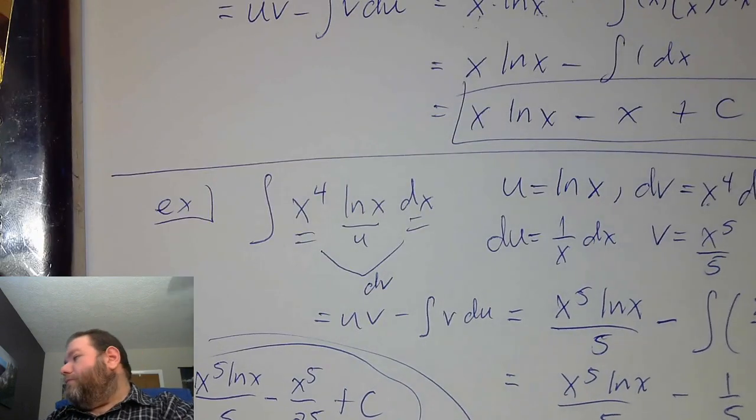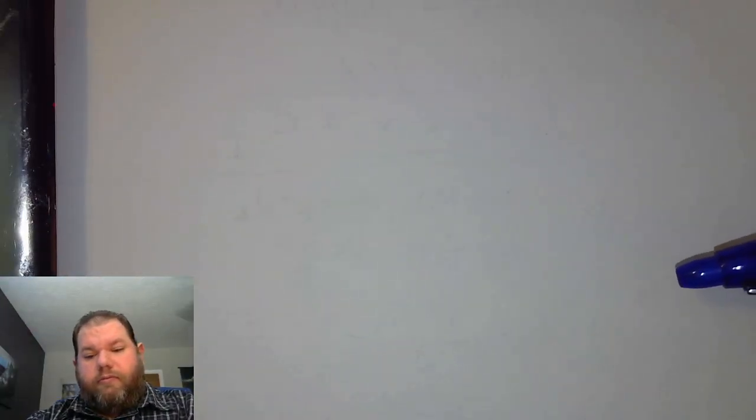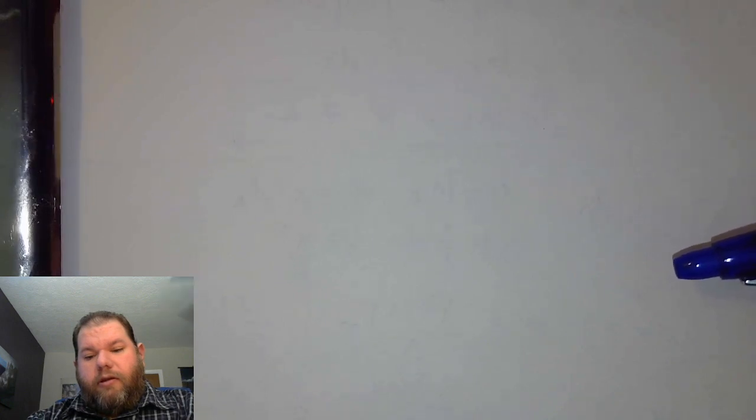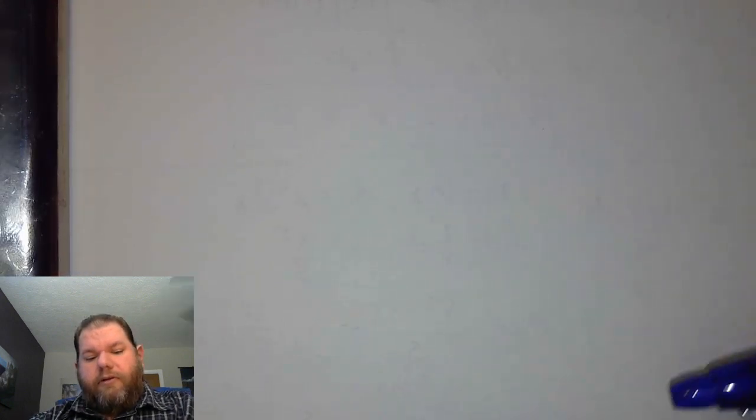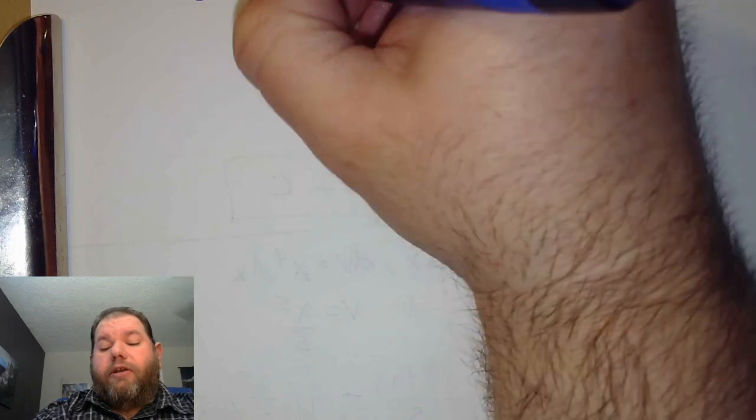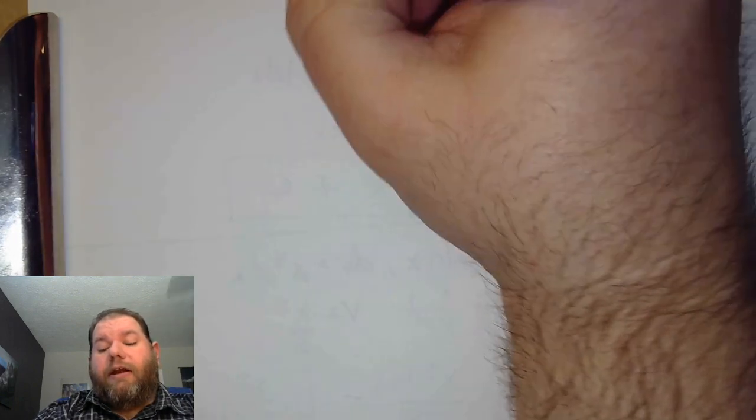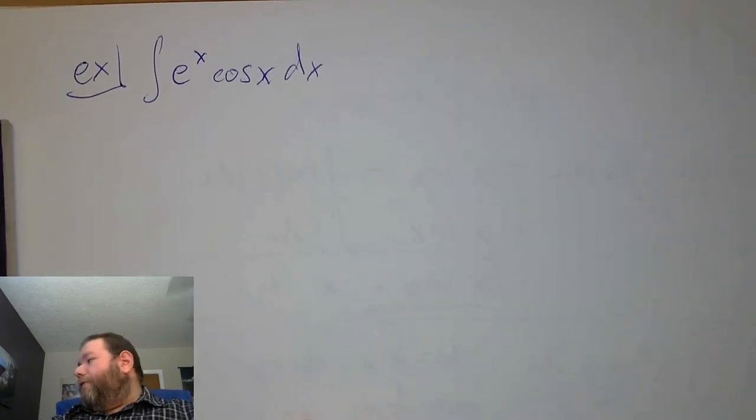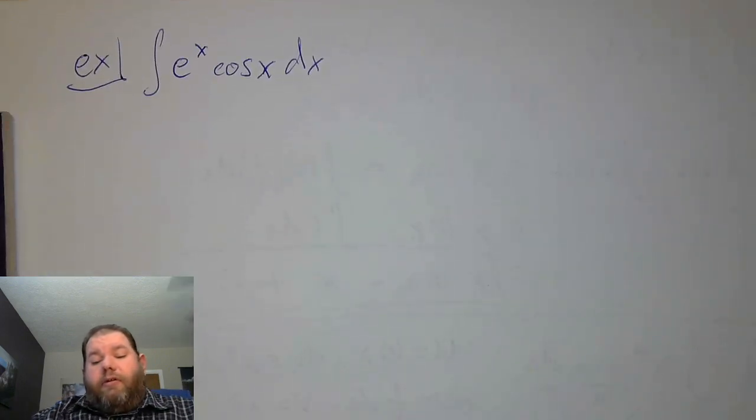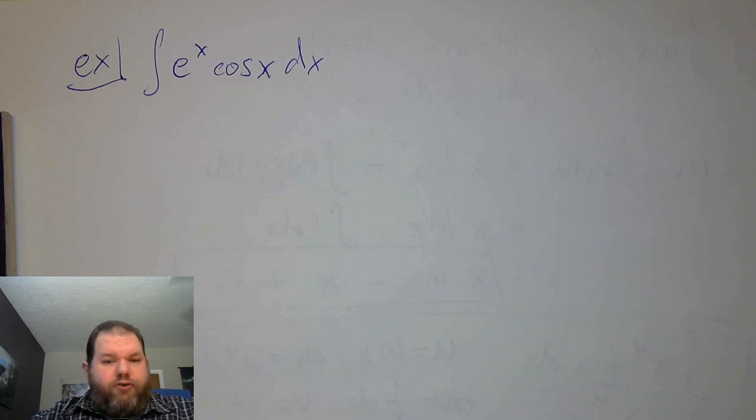Okay, let's move on. Now this next one I wrote down, we're going to run into some interesting times here. Integral e to the x cosine x dx. This one, let me move the paper down. This one we have an exponential function times a trig function inside of our integral.